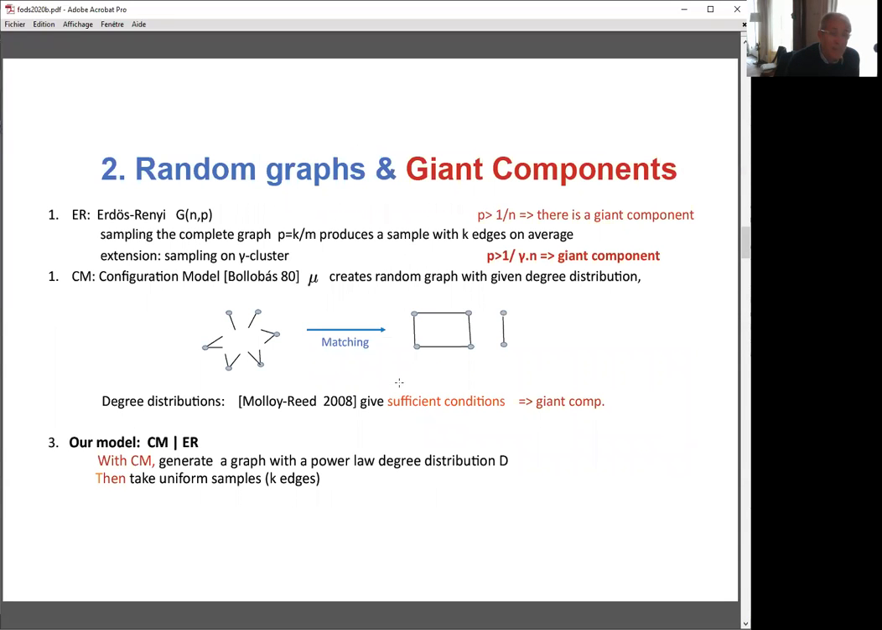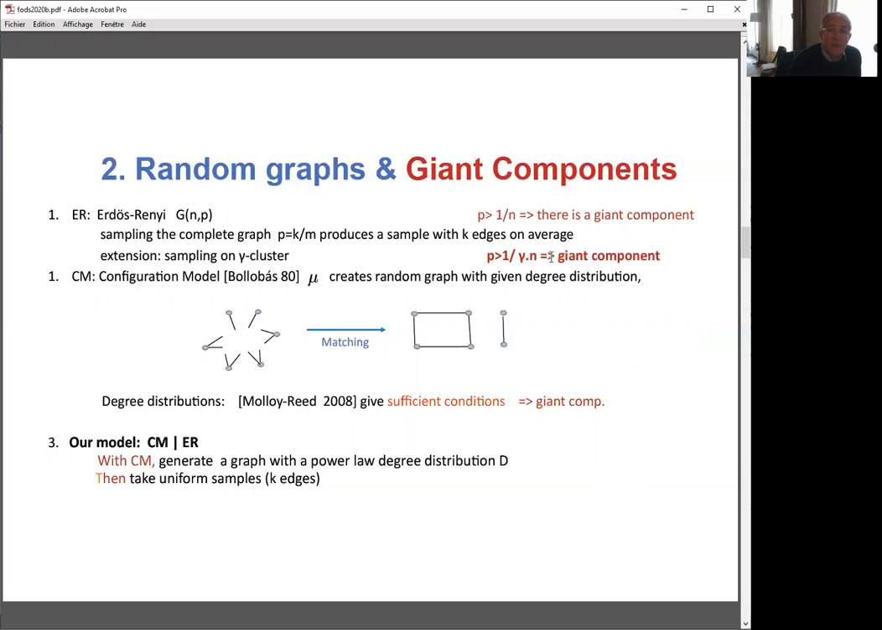So the key to the approach is the correspondence between random graphs and giant components. Let me recall what a giant component is. It's a connected component whose size is a constant fraction of n. In the case of the Erdős-Rényi graphs, where all edges are taken with constant probability p, we know that we have a giant component if p is greater than 1 over n. We extend this result modestly: if you start with a gamma cluster instead of a complete graph, then p has to be greater than 1 over gamma n if you want to observe a giant component.